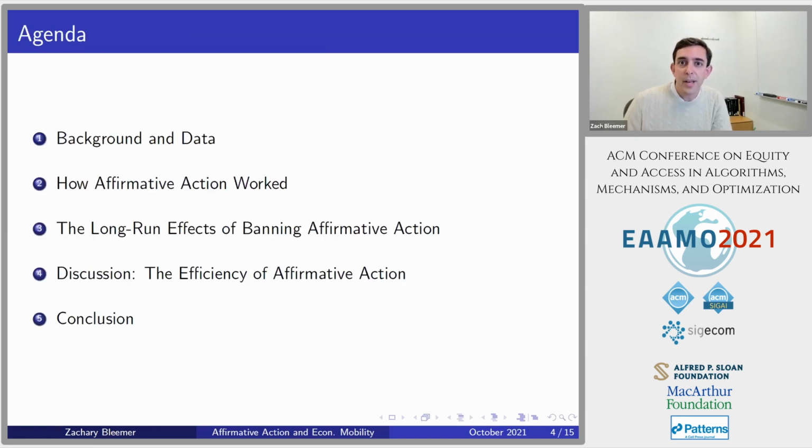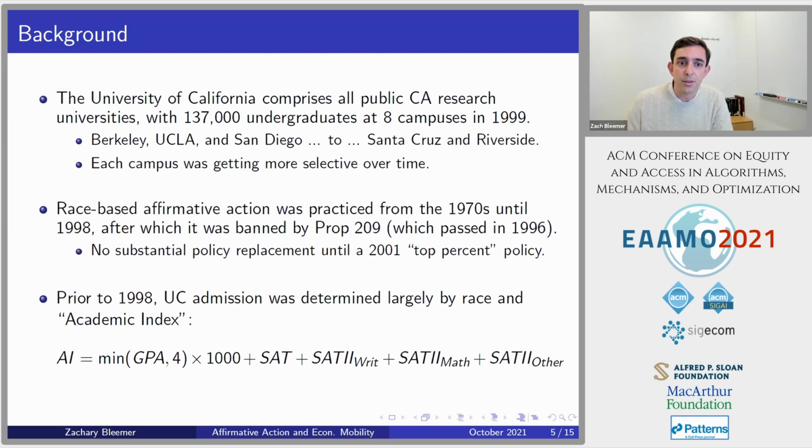Instead, let me tell you a little bit about affirmative action and the state of California. So the University of California comprises all of the large public research universities in the state of California. It enrolled about 140,000 students in the late 1990s, which is between 2 and 3 percent of all college students in the US. The University of California ranges in selectivity from its most selective Berkeley and UCLA campuses down to its least selective Santa Cruz and Riverside campuses, though all of these schools, from a national point of view, are selective and high performing.